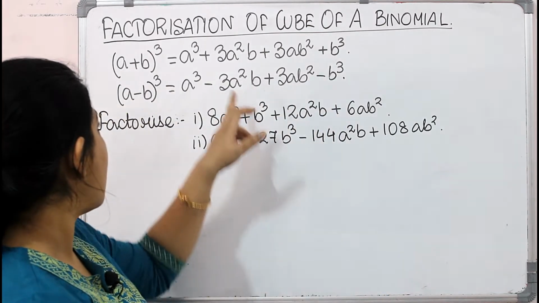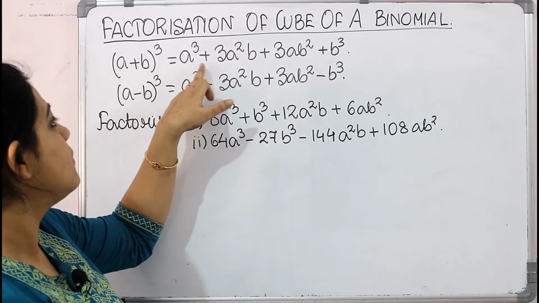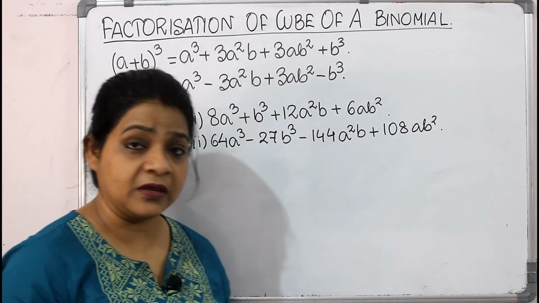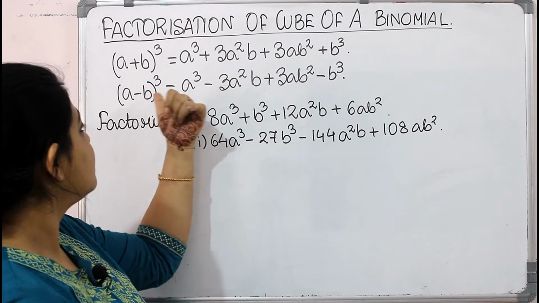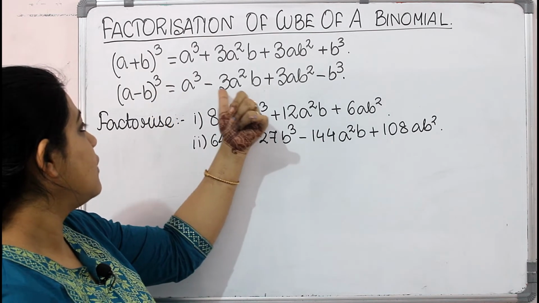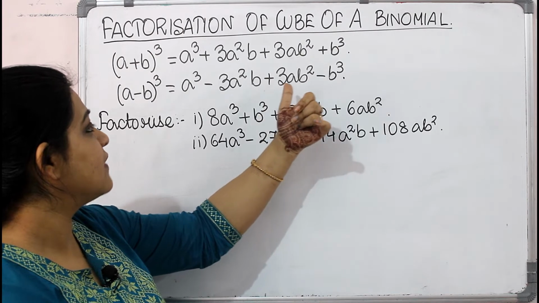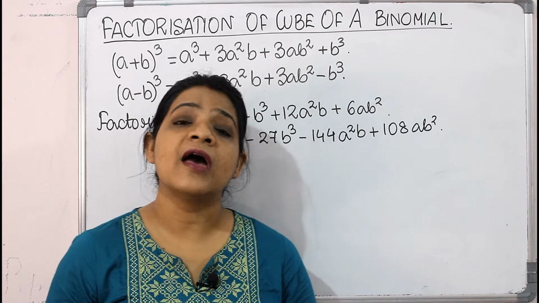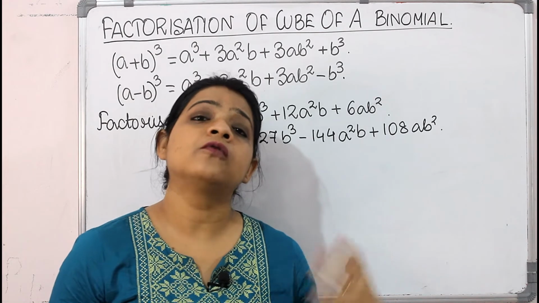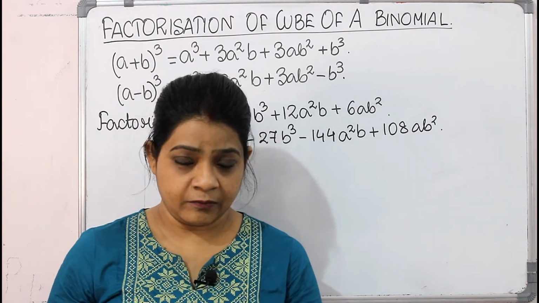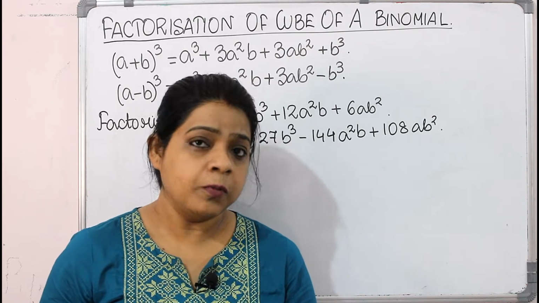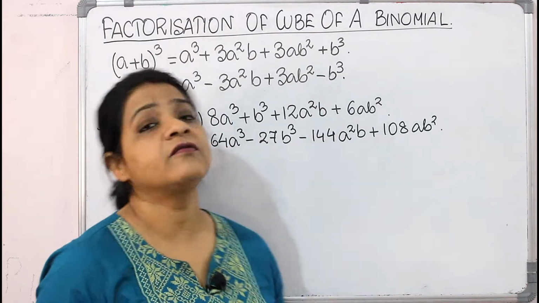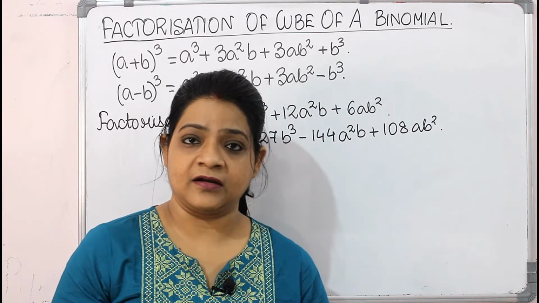These two formulas are: (a plus b) whole cube equals a cube plus 3a square b plus 3ab square plus b cube, and the second formula is (a minus b) cube equals a cube minus 3a square b plus 3ab square minus b cube. In the last class we learned how to expand a binomial cube using these formulas. Today we are going to use these formulas and do factorization.